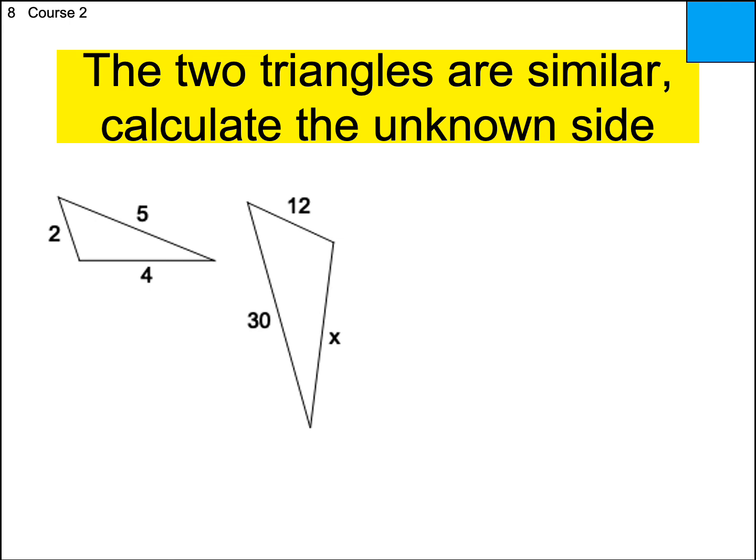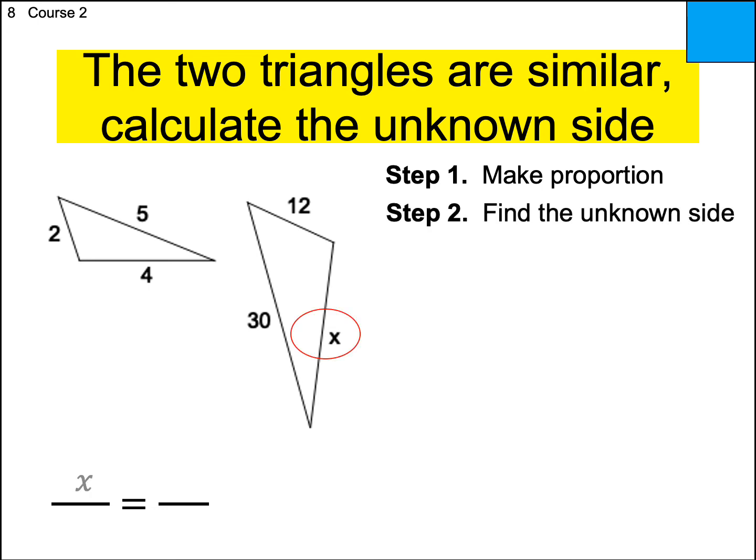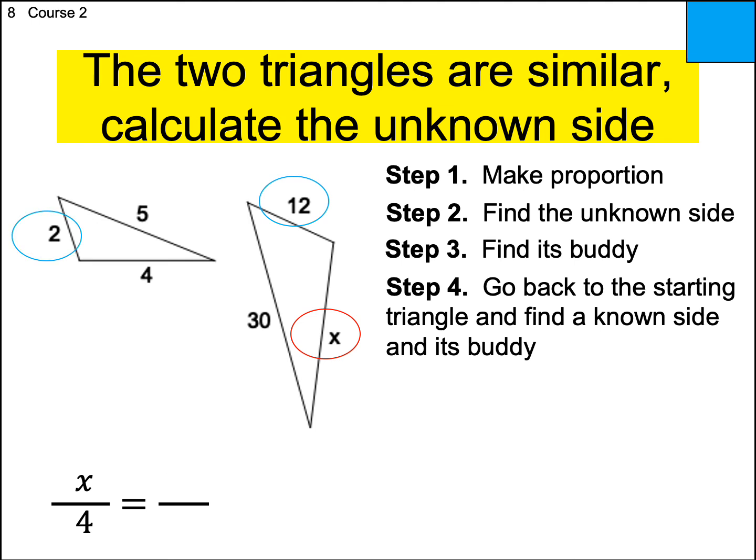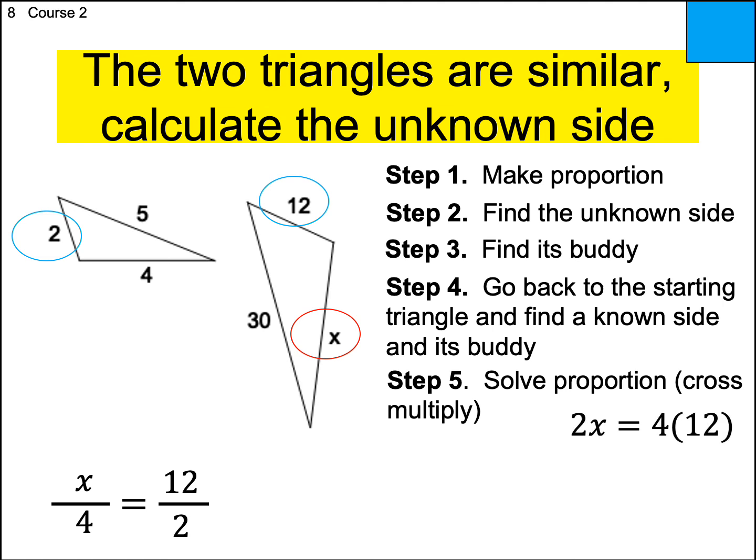So once again, x is on the large one, and x goes with 4. We go back to the large one. We can pick either 12 or 30. I always pick the small one. Well, 12 goes with 2. Therefore, 12 over 2. I cross multiply to find out what x is. 2 times x is equal to 4 times 12. Solve that, and we're done.